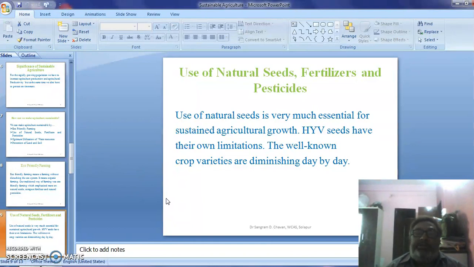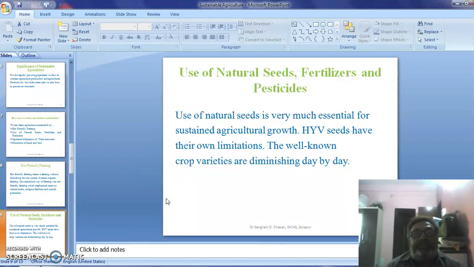Use of natural seeds is very much essential for sustained agricultural growth. HYV seeds, which means high yielding variety seeds, have their own limitations. The well-known crop varieties are diminishing day by day. The important demerit of the use of HYV seeds is that because these seeds are genetically modified, they cannot produce seeds again.